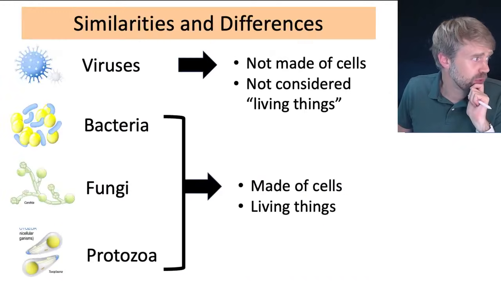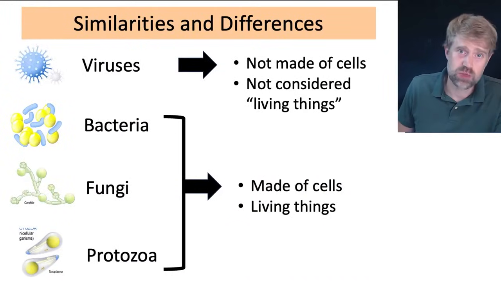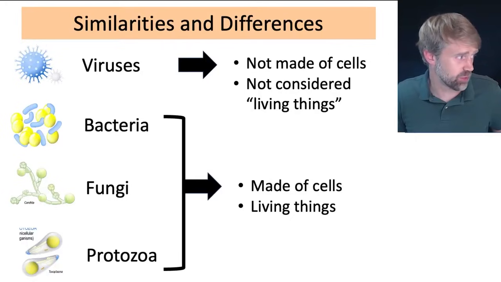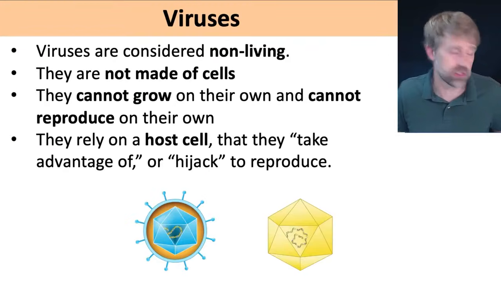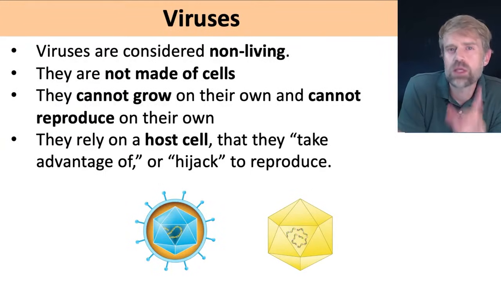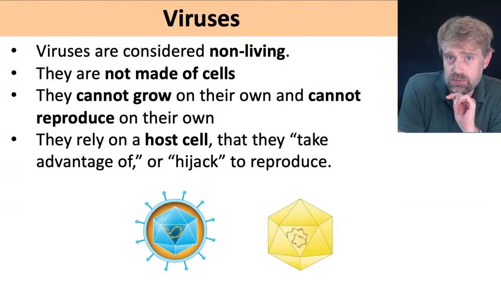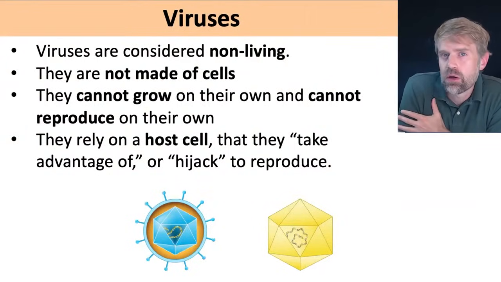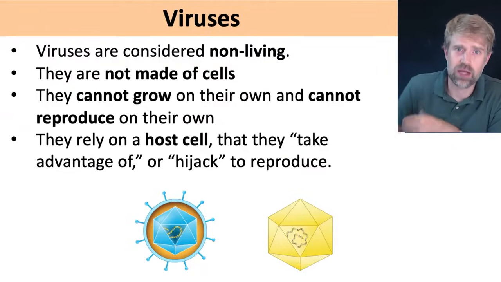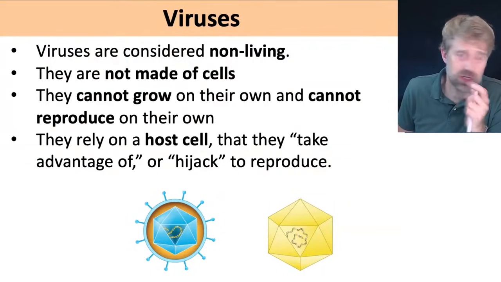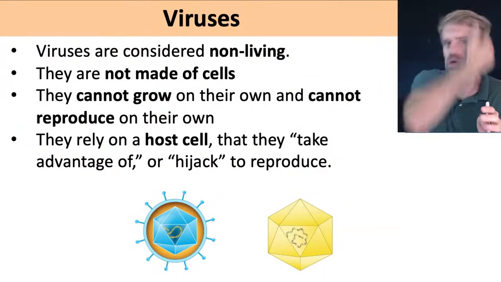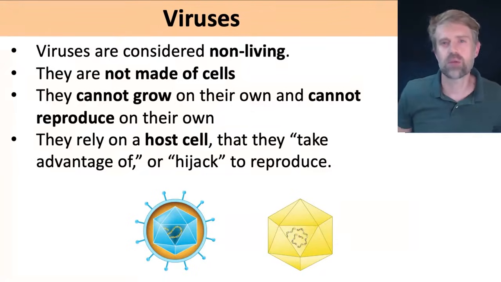So way before, we talked about how one of these things was not like the other. Viruses were different from bacteria, fungi, and protozoa because viruses were not made of cells. We talked about the ones that were made of cells, and now I want to focus on viruses because viruses are something you've got to know about for the TEAS. Viruses are considered non-living. Why do we consider them non-living? Well, one, they're not made of cells. Viruses cannot grow on their own. Viruses cannot reproduce on their own. Viruses have to rely on a host cell, and they take advantage of the host cell, or hijack the host cell, to reproduce. Bacteria, protozoa, and fungi are made of cells. Viruses are not made of cells.